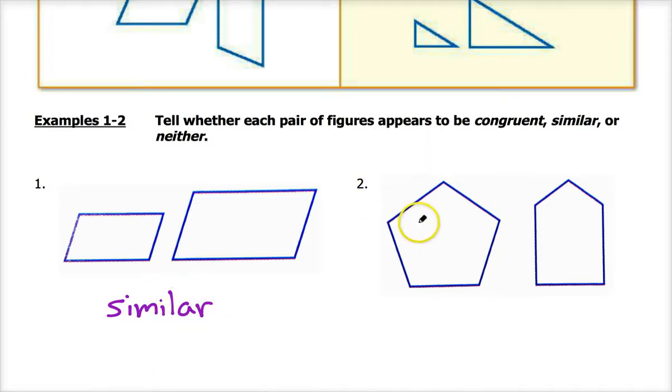Number 2, these two figures are definitely not congruent because they're definitely not the same size, and they're also not the same shape. Even though both of these figures are pentagons, they both have 5 sides, this pentagon on the right is not the same as this pentagon on the left. The one on the left appears to be a regular pentagon, whereas the one on the right has its sides all with different lengths. So we would call these neither similar nor congruent.